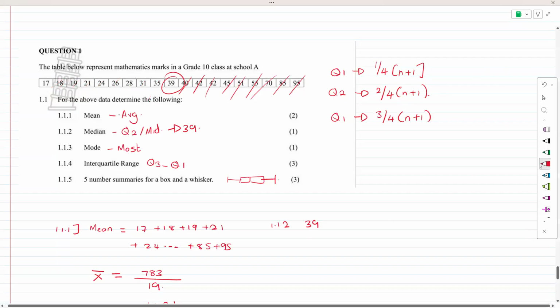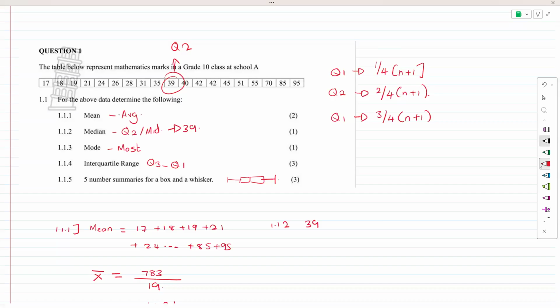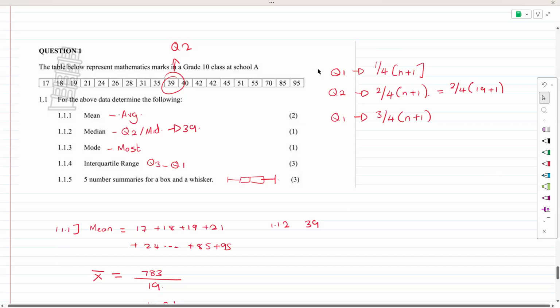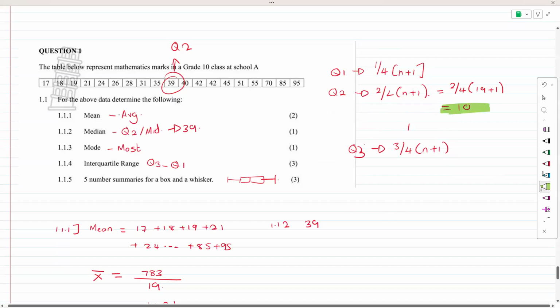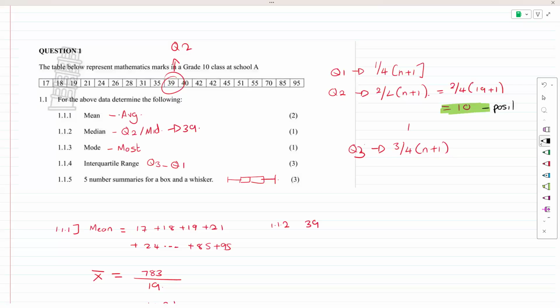But also, if you did not want to count each number individually, you could go and use the formula. Now, if you use the formula, things become a little bit easier because all we have to do is say 2 over 4 into 19 plus 1, which equals 10. I know I put this as Q3, guys, which equals 10. Now, this answer, this is position, right? And I know you guys don't like this now, but trust me, if you can learn this in grade 10 one time, grade 11 and 12 is going to go well.